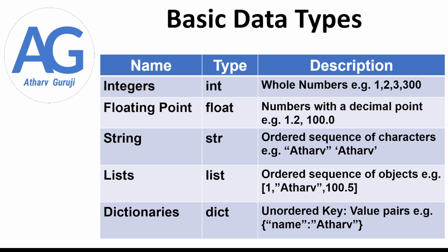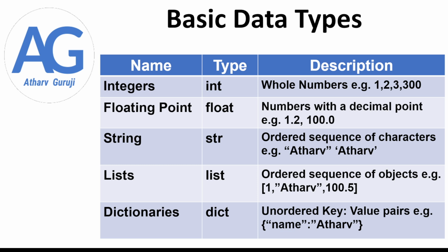Second is floating point. So type is float and number with the decimal points. So if you want to assign any decimal value, then you have to use float. So for example, like 1.2, 100.0 or some like 6.7 etc.